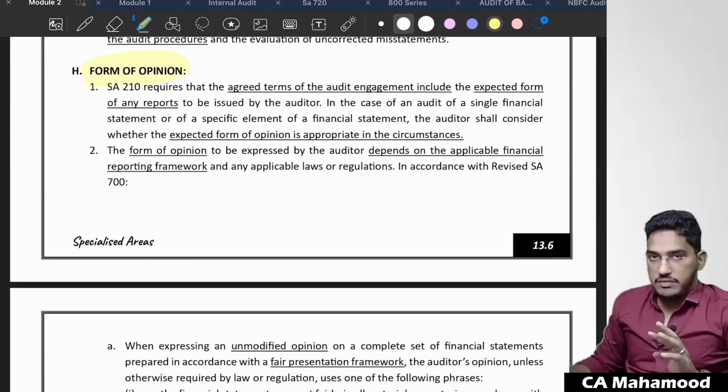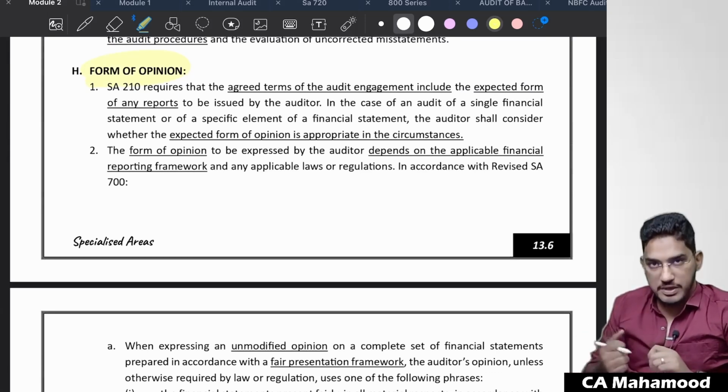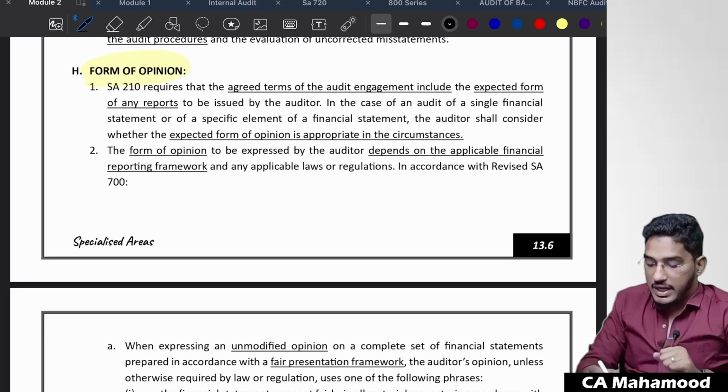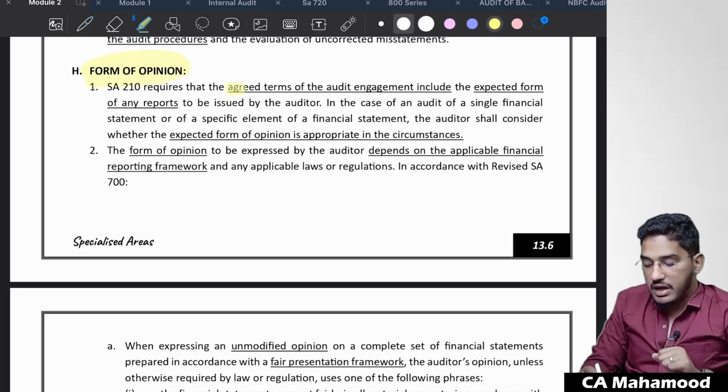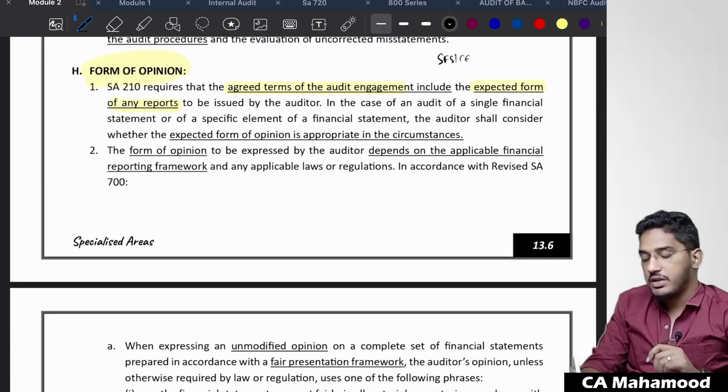Finally, once you are done with the single financial statement or specific element, whatever your opinion is, you are required to express that opinion in the form of what? A written audit report. So let us see what they are saying about our opinion. SA 210 requires that agreed terms of the audit engagement include the expected form of any reports to be issued by the auditor.